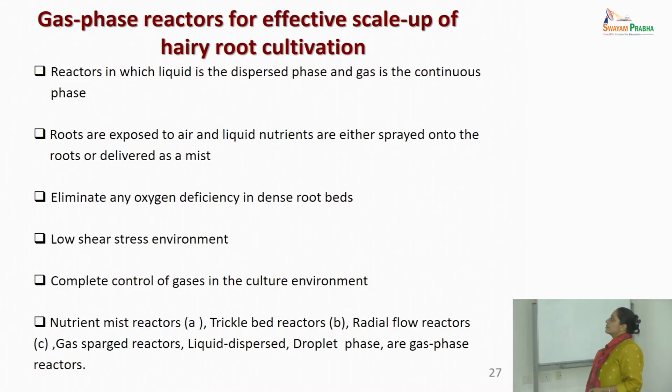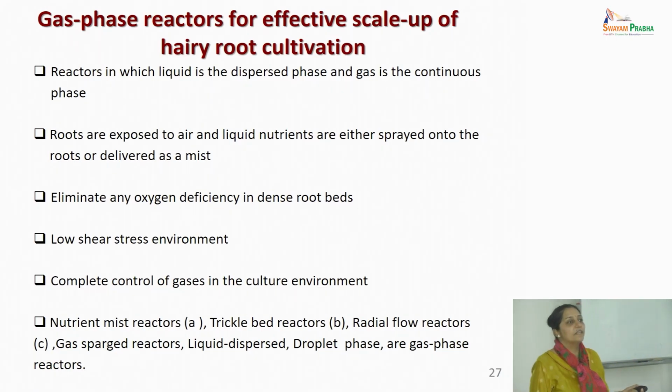So in the reactors in which liquid is the dispersed phase and gas is the continuous phase, the roots are exposed to air more now, isn't it? More air means... why is oxygen a limiting factor in liquid fermentations? Why? Anybody?